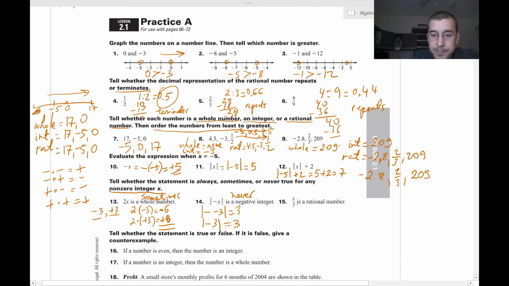Number 15, x over 3 is a rational number. X is a non-zero integer, so it can be minus 3 over 3 or plus 3 over 3, which is a rational number. This is always true. Okay? Because we know that a rational number is just a quotient of two integers. All right.